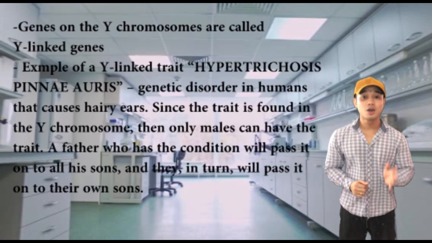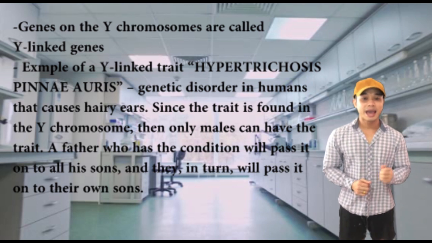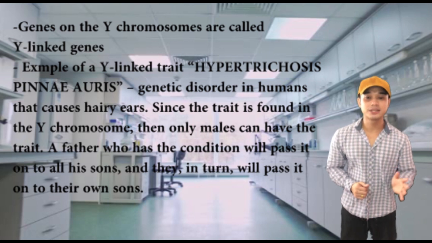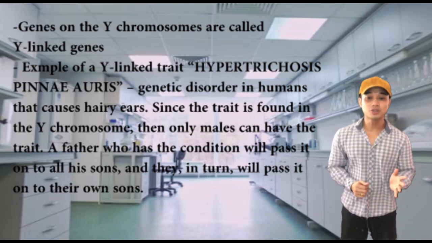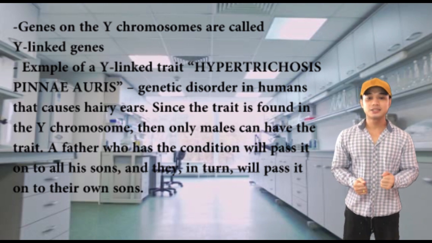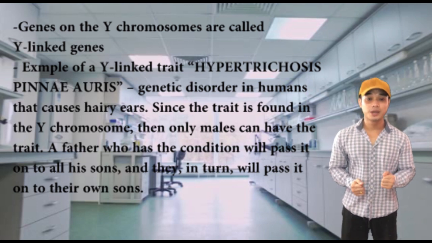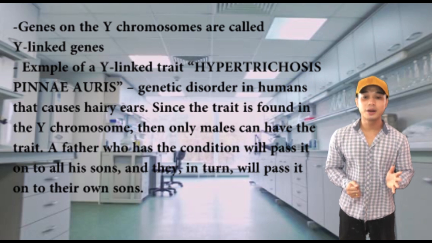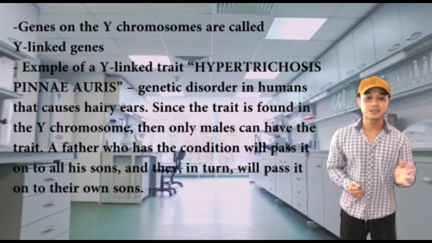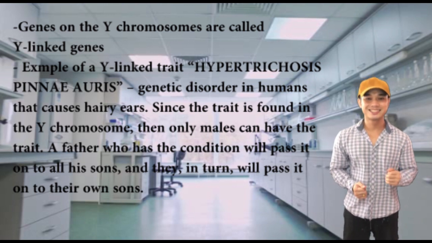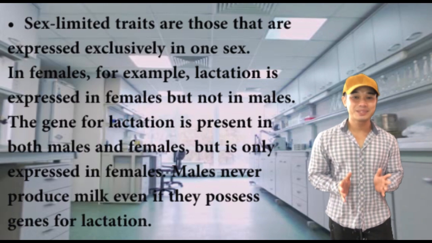Next, genes on the Y chromosomes are called the Y-linked genes. An example of a Y-linked trait is hypertrichosis pinnae auris. Amazing! This is a genetic disorder in humans that causes hairy ears. Since the trait is found in the Y chromosome, then only males can have the trait. A father who has the condition will pass it on to all his sons, and they in turn will pass it on to their own sons. Oh my God! Next is the sex-limited traits.